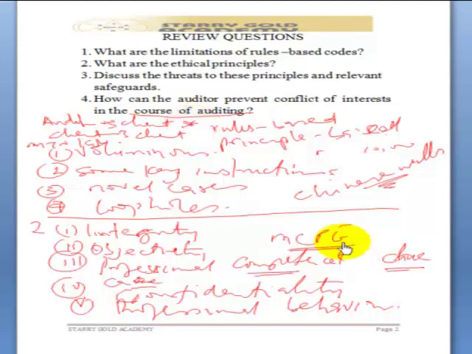So those are the four review questions in this particular section. I believe with all these questions, we'll be able to have a very good picture of what we have done so far.